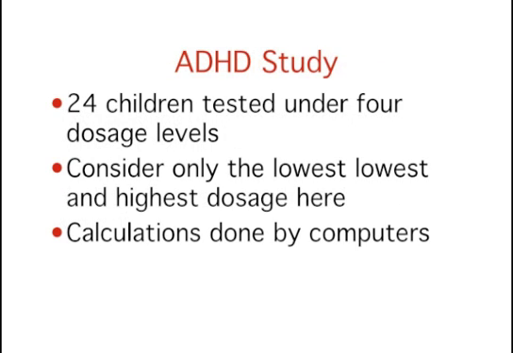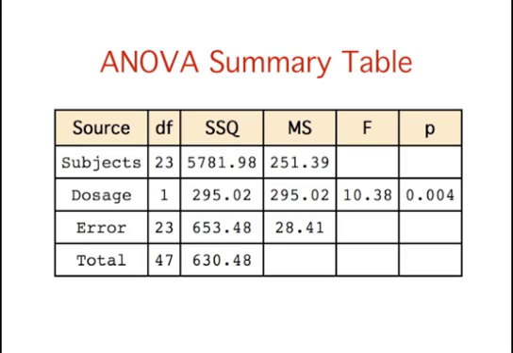Let's consider how to analyze the data from the ADHD treatment case study. These data consist of the scores of 24 children with ADHD on a delay of gratification task. Each child was tested under 4 dosage levels. For now, we will be concerned only with testing the difference between the mean in the placebo condition, the lowest dosage, D0, and the mean in the highest dosage condition, D60. The details of the computations are relatively unimportant, since they are almost universally done by computers. Therefore, we jump right to the ANOVA summary table shown here.